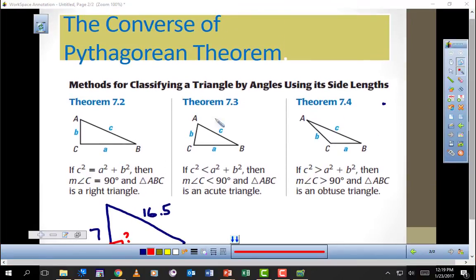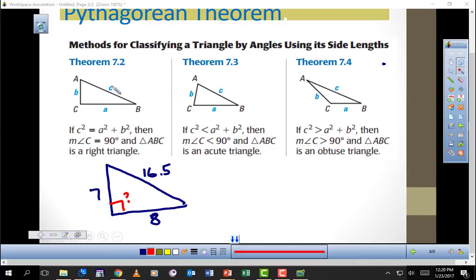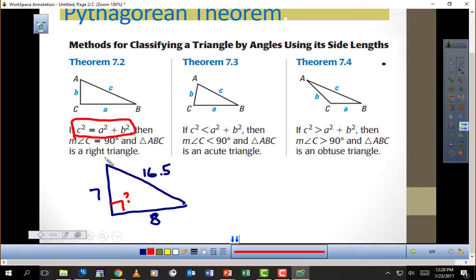It tells us if you try the Pythagorean theorem idea, a squared plus b squared equals c squared, and it does equal c squared, then you have a right triangle. If you add a squared and b squared and it's larger than c squared, then you have an acute triangle. And if a squared plus b squared is smaller than c squared, then you have an obtuse triangle. So those are the three scenarios that can come up, and that's really all this section's about. So it's pretty easy stuff.